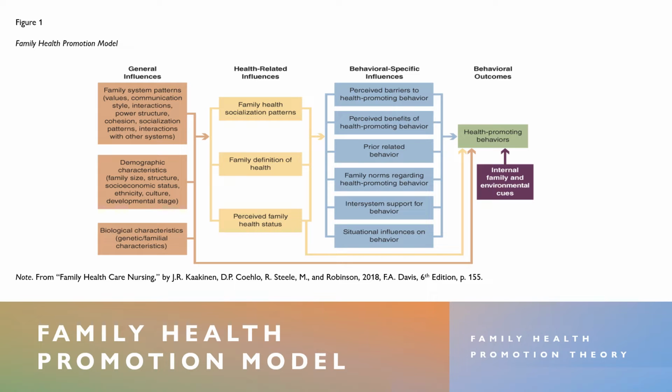And as you can tell, it goes from the family's general influences. This is the family unit as a whole, how they perceive their health, what behaviors surrounding the family unit influences their perception of health promoting behaviors, whether it's good or bad. So each one has a direct effect on the other, stemming from what the dynamic of the family unit is, as far as, like it says, family system patterns, demographics, genetics, characteristics that are passed down from generation to generation.